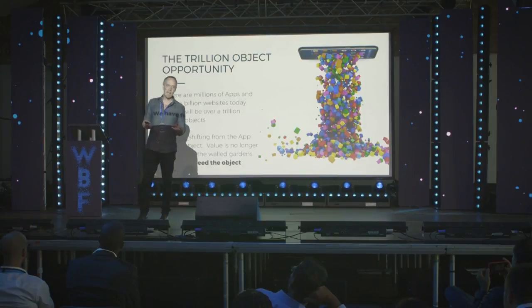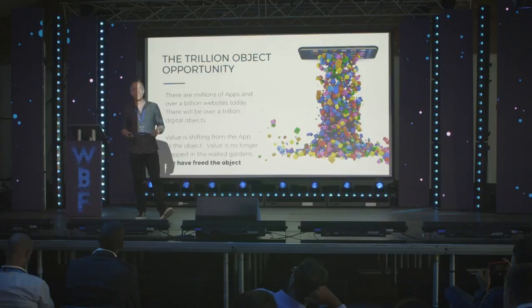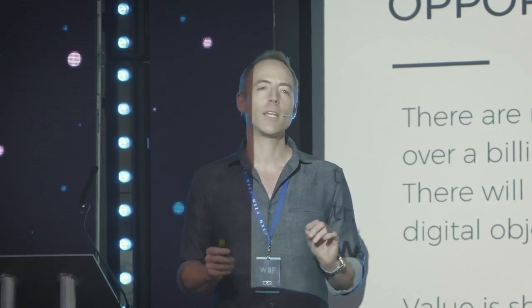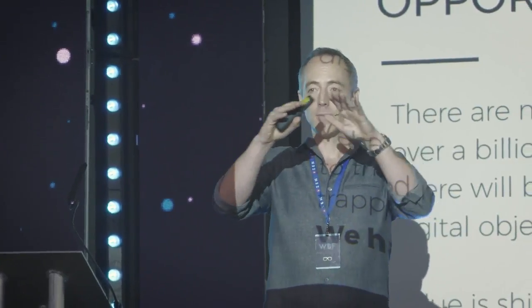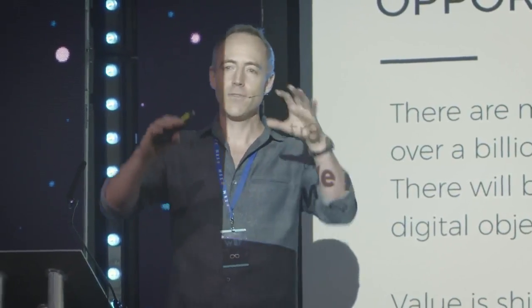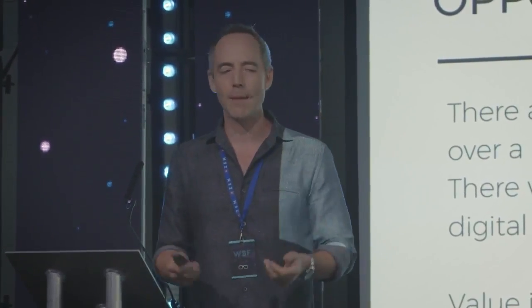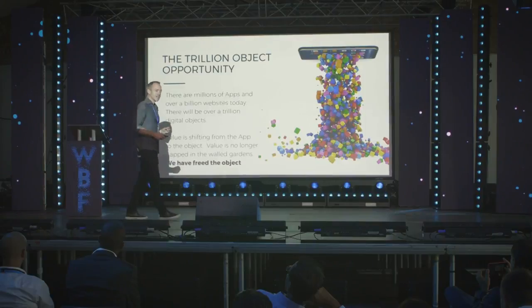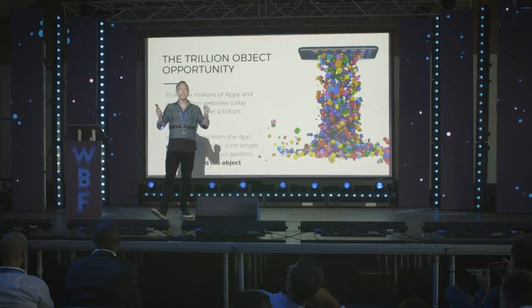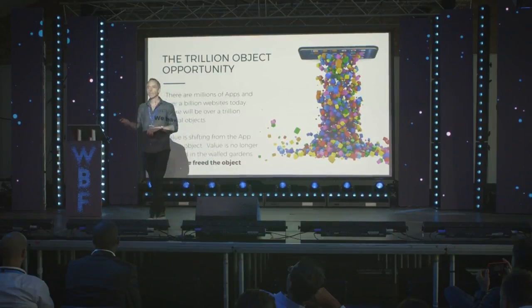There are millions of apps. There's over 1 billion websites. That's 1 trillion digital objects. And when you think about it, what's the point of an app or a website? It's really to create the walled garden to provide the digital rights management to the object inside. We believe the value is shifting from the walled garden to the object itself. It's moving away from the app, away from the application, and into the object. Because think about an app like a Starbucks app or any type of loyalty app.